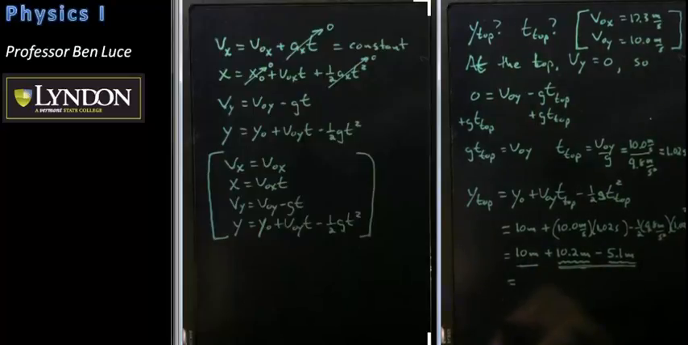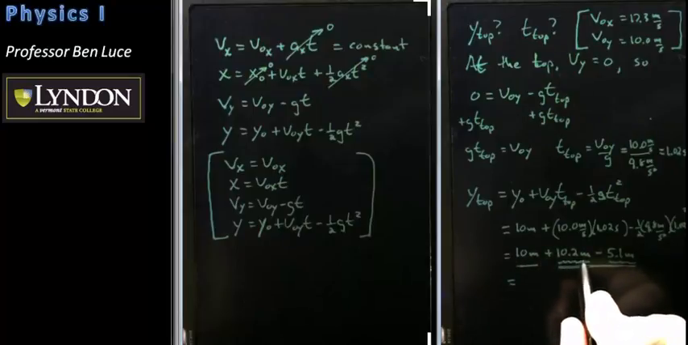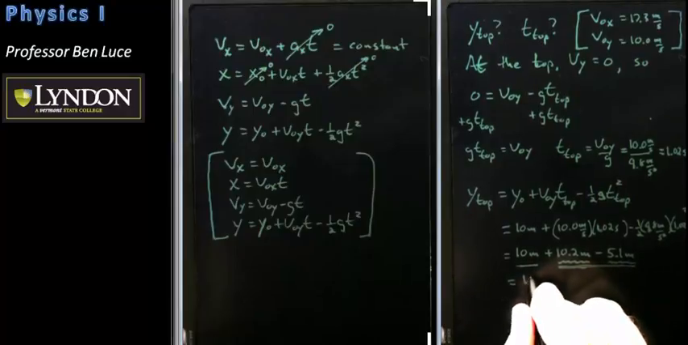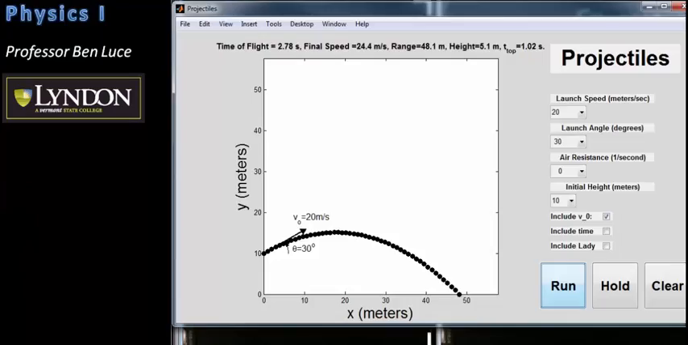So we can put that all together. We can see that these two pieces are going to give us 5.1, and we add that to 10, we get 15.1, and that does agree with our simulation. Because we had 5.1 here, and that was relative to the launch point, so we would have 15.1.